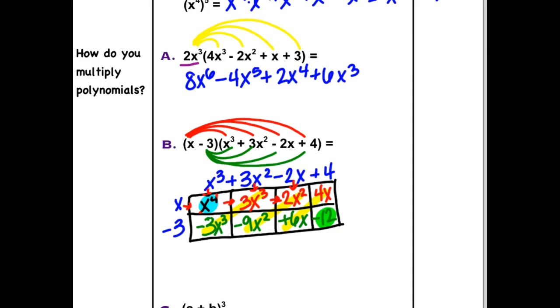So, that being said, when I multiply this all out, I got x to the 4th all by itself. I have negative 3x cubed and positive 3x cubed, which boom, cancel. Negative 9x squared plus 2x squared, which is negative 7x squared. 6x and 4x, which is 10x, and then I have the lonely minus 12. And then I've got my answer without having to worry about organization and losing things.